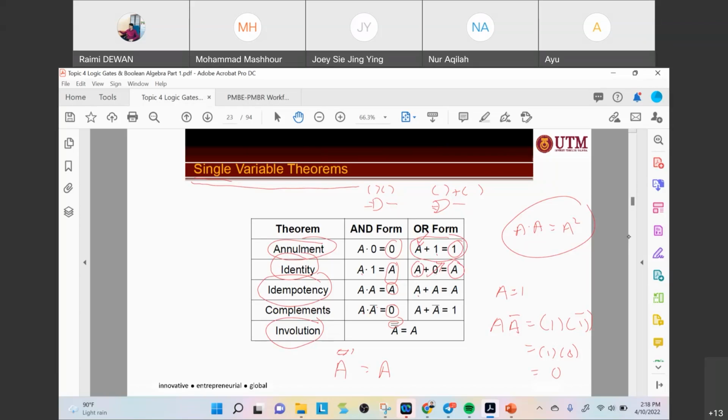A plus A, same as in the AND case. In mathematics A plus A is equal to 2A, but in digital electronics, no, A plus A, you will get A. And A plus A bar equals 1. Why? If A is equal to 1, A plus A bar equals 1 plus 0, and you get 1. So this is quite direct.